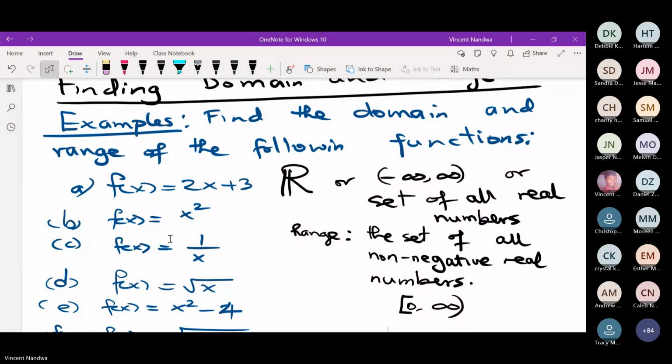Some will not work. Like which ones? 0. Apart from 0, is there any other number that will not work?